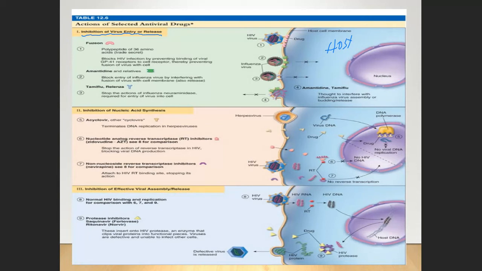For example, fusion inhibitors are used for blocking the attachment of HIV viruses. And amantadine is used for blocking the flu virus attachment. The same thing, Tamiflu is also used for blocking the penetration of flu viruses. So this is a group of drugs that are used to block the penetration and also attachment.